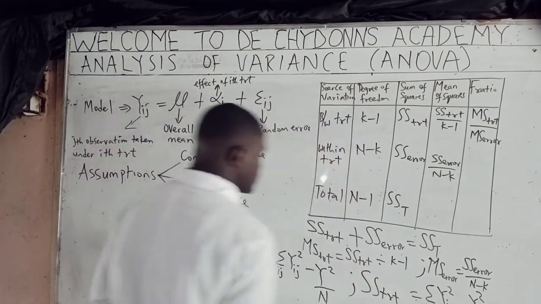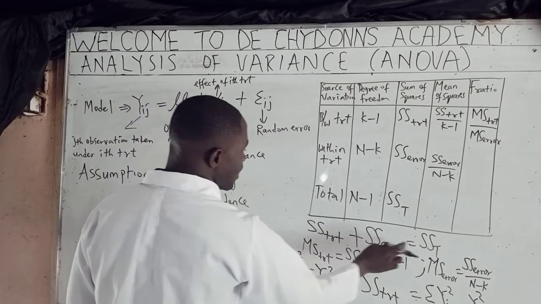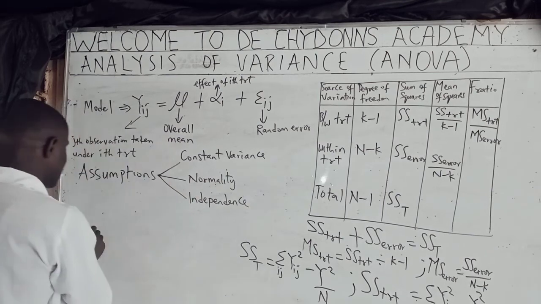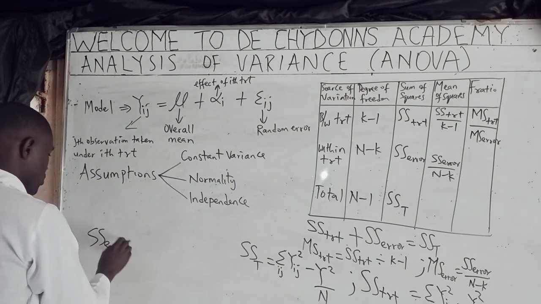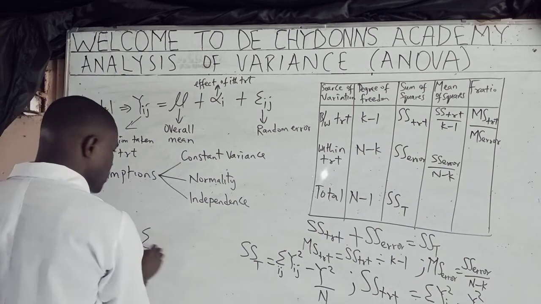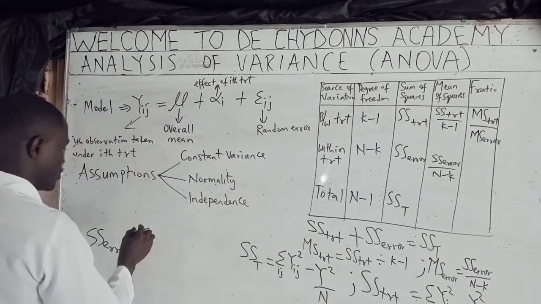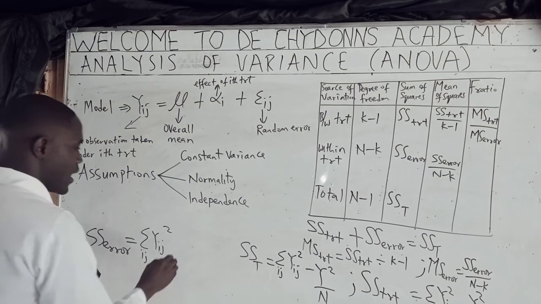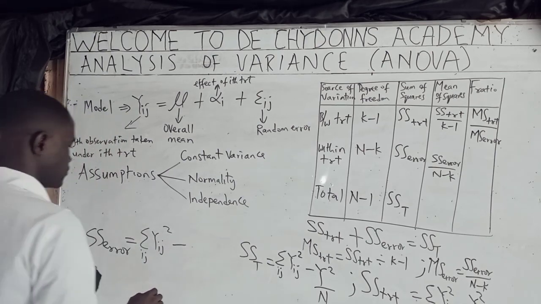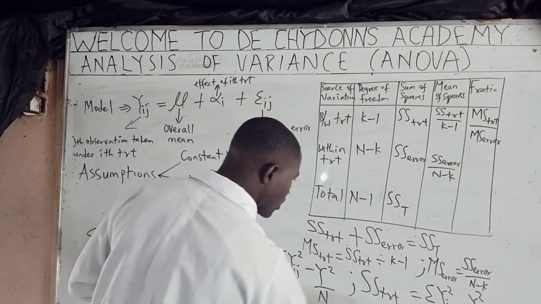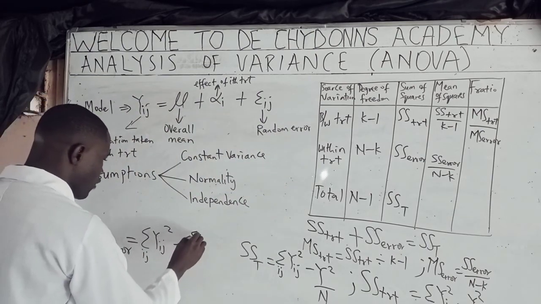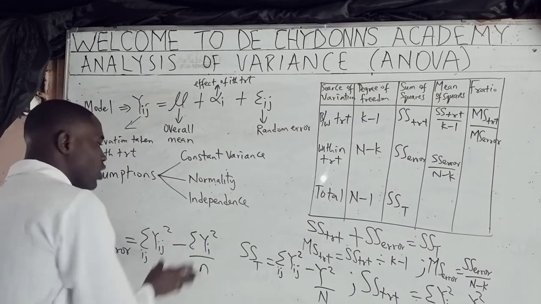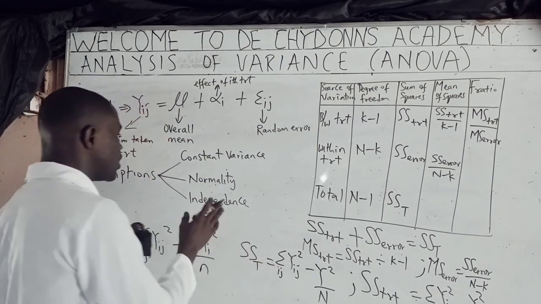Then the last one, since SS treatment plus SS error equals SS total, that gives us that SS error will be equal to the summation of Yij squared under Ij, minus the summation of Yi squared all over n. So these are important formulas we need on this topic.